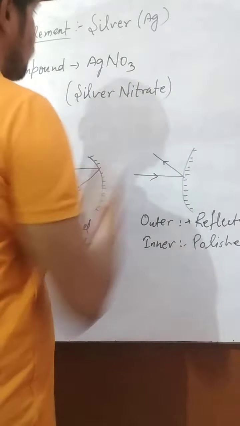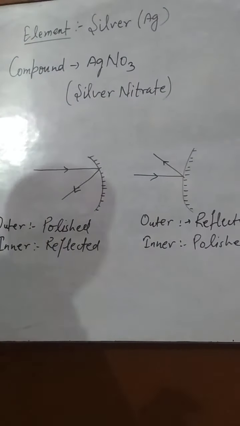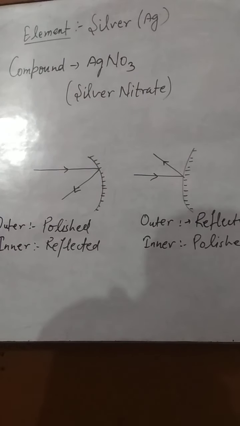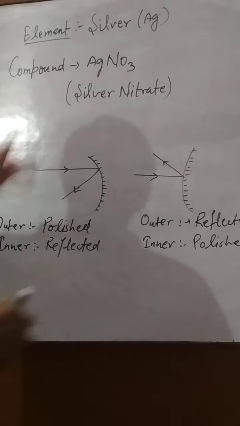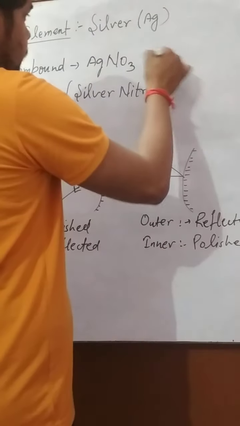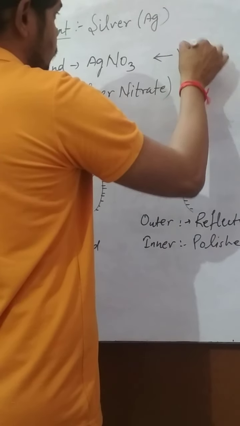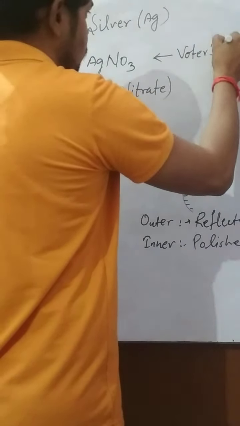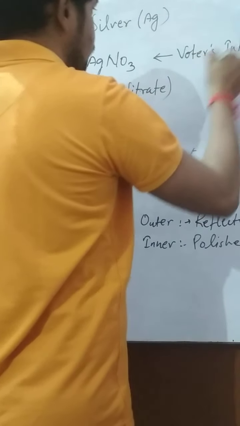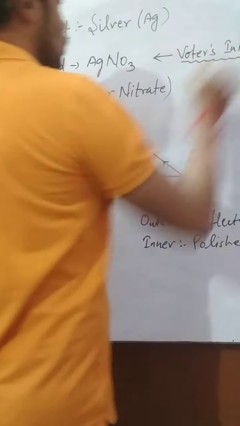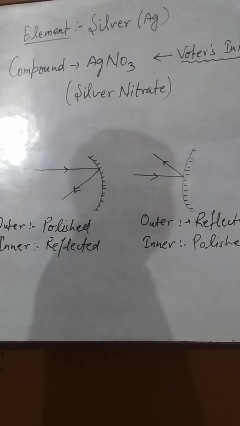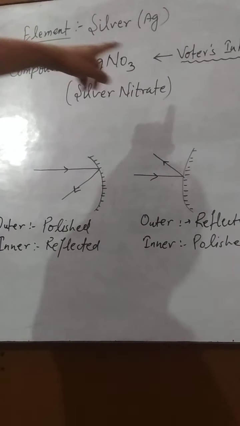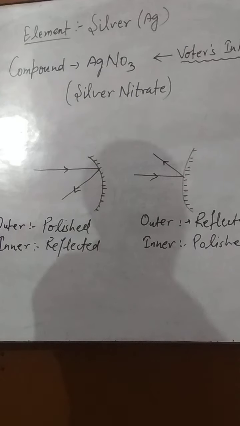The name of this compound is silver nitrate. You have seen the voter's ink. This is also called the voter's ink. During voting time, you have seen this type of ink. This ink is known as silver nitrate, AgNO3.